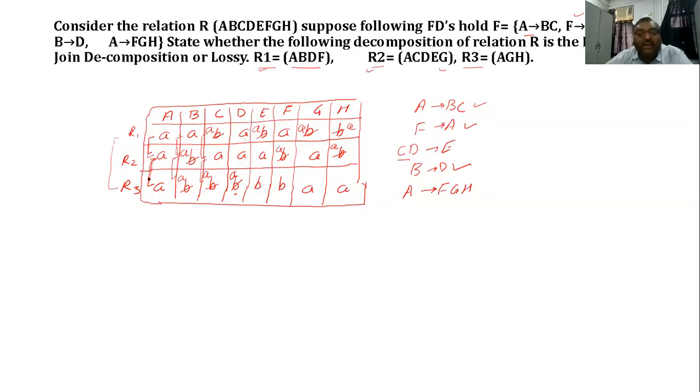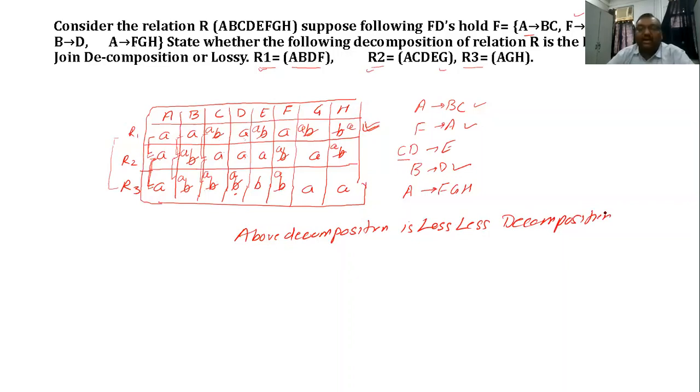And when you take this pair of A, then it corresponds to this A. So what happened? This row consists of all A. So whenever any row consists of all A, just stop there and write that the decomposition is lossless decomposition. So I hope all of you understand this method.